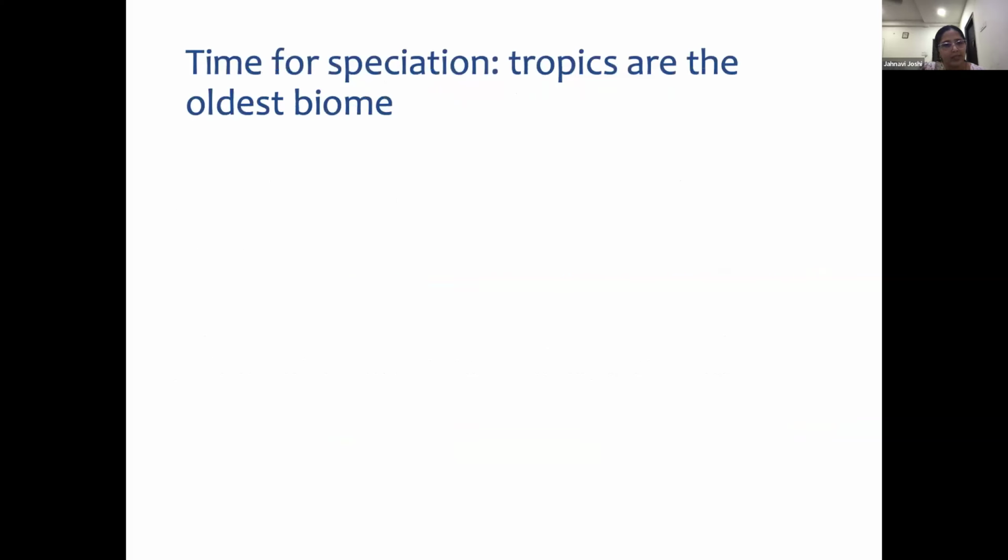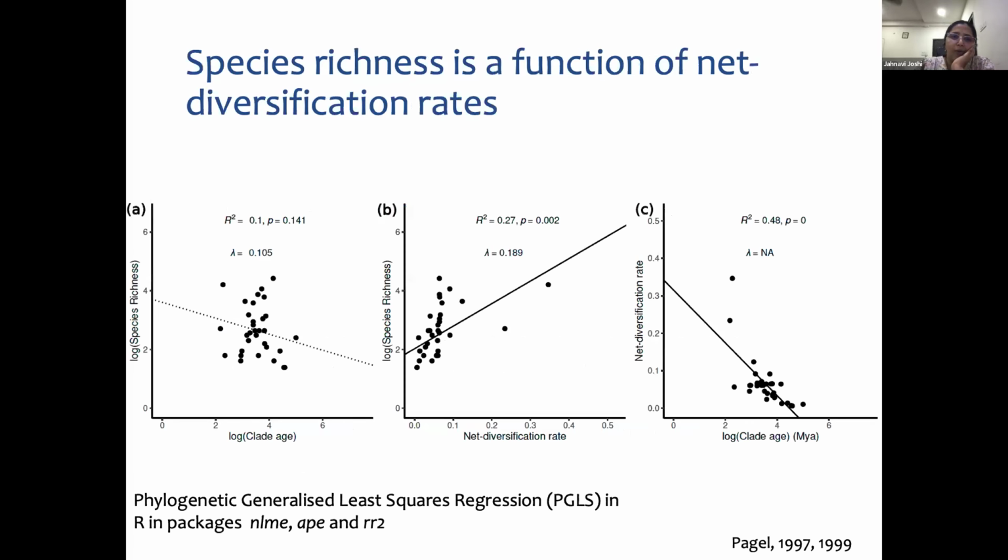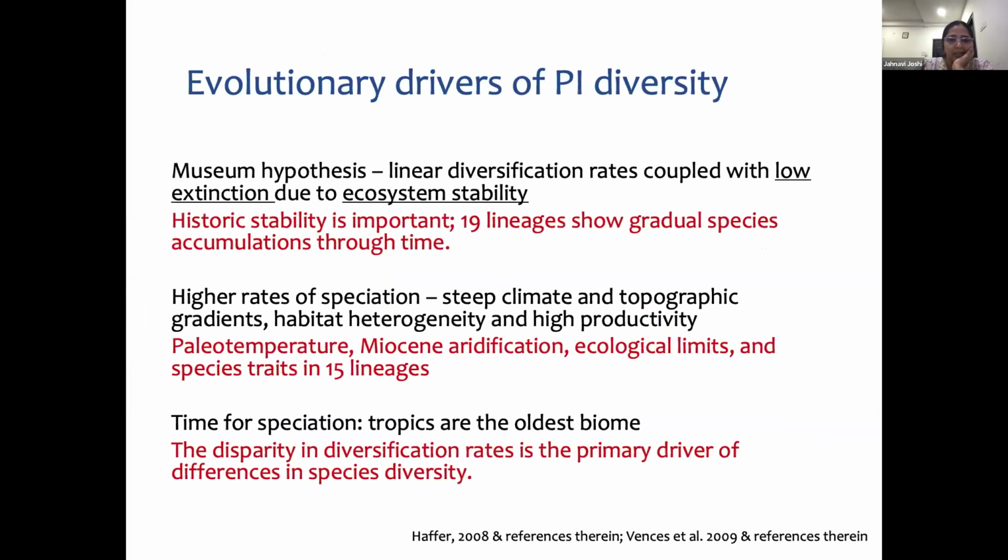Another implication of these results is thinking about whether the tropics are an old age biome. So do the older lineages dictate the species richness and give rise to the high diversity? So we tested both clade age and diversification rate hypotheses. And what we find is that richness is better predicted by diversification rates than by clade age. And it's interesting to see because this is not one group of organisms, but across soil arthropods, reptiles, amphibians, and plants, we consistently get a pattern that species richness is better predicted by diversification rates.